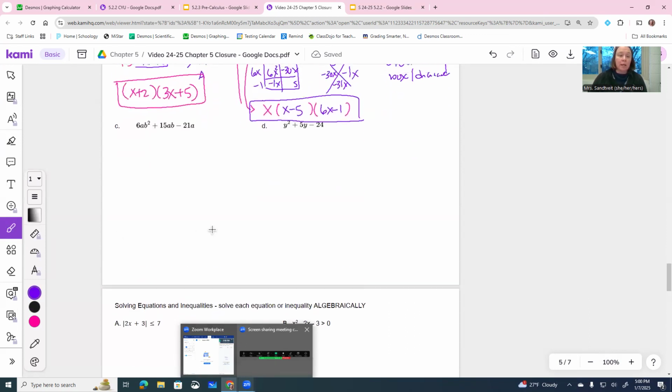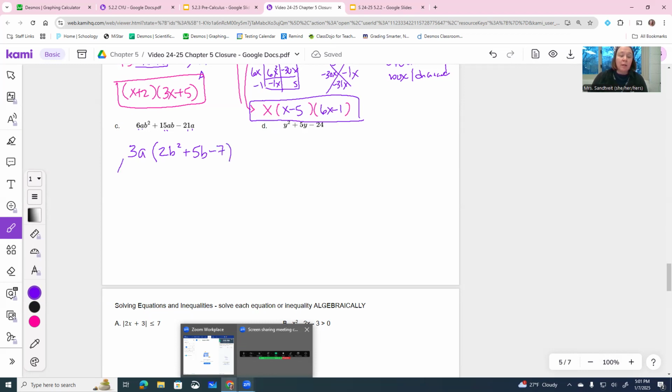All right, let's see here, moving on. Again, looking for a greatest common factor. I notice in this case, between the 6, the 15, and the 21, there's a common factor of 3. They all also have an a as part of them. So I'm going to pull that out first. And then 3a times what would get me to a 6ab to the second? So I need a 2 and a b to the second. 3a times what is 15ab? I would need a 5b. And then 3a times what would get me to the negative 21? I need a minus 7.